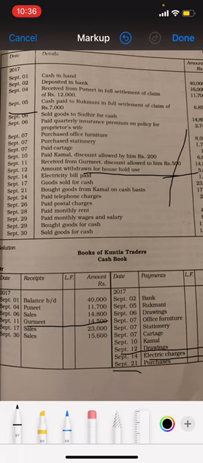Okay, and next is goods sold for cash. So goods are sold for cash. So journal entry will be cash account debited to sales account. So cash account is debited.